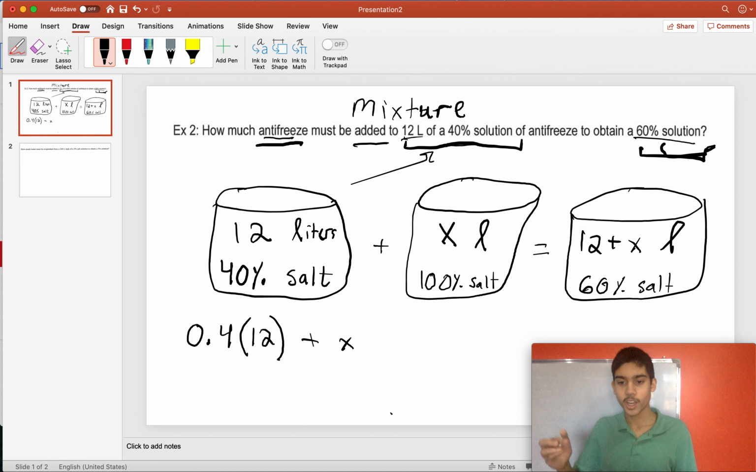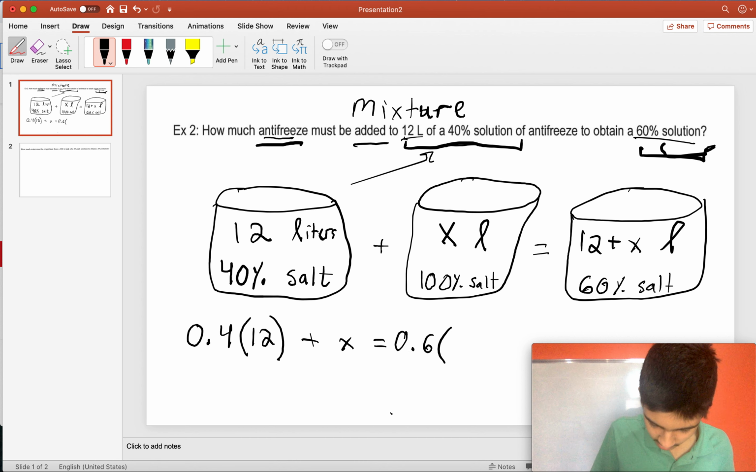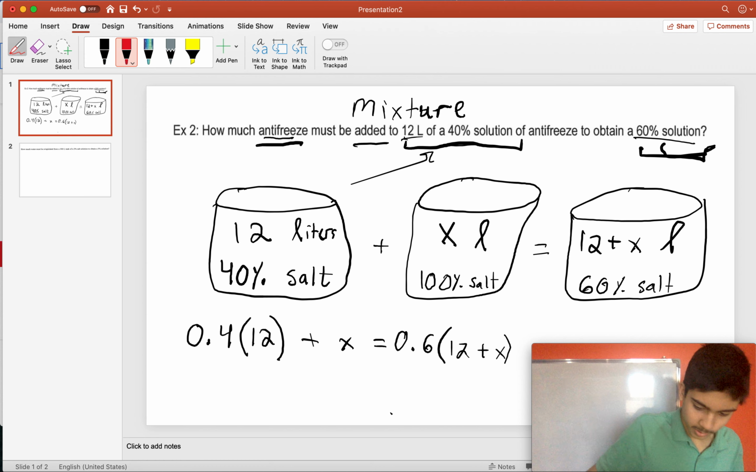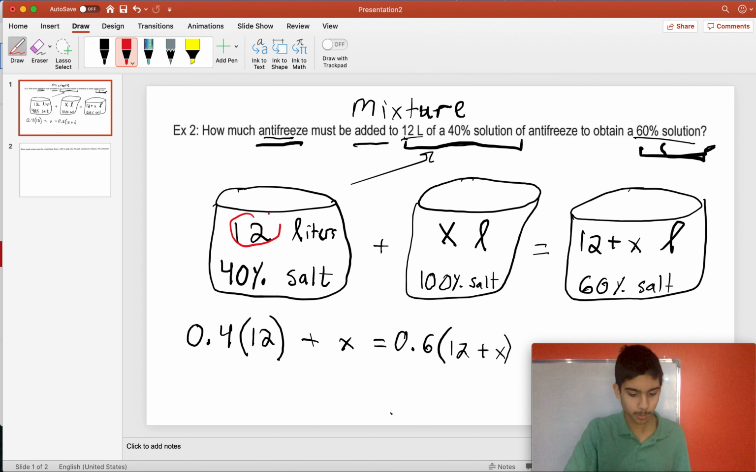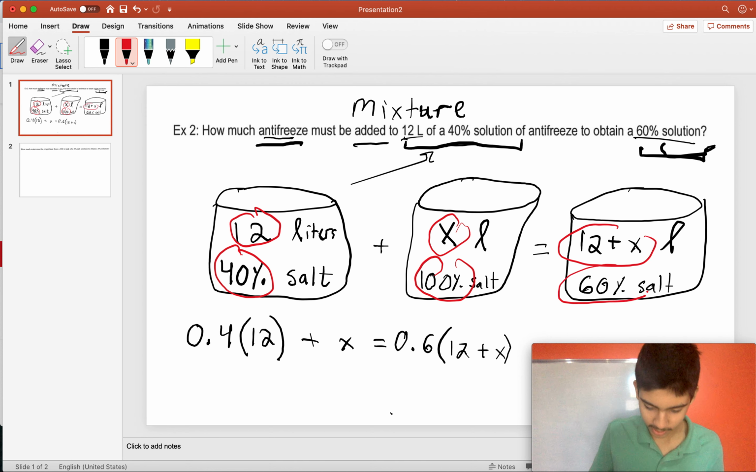And then over here, we have 60% of 12 plus X liters. So how we're going to write that, we're going to say both of these add up to 0.6 times 12 plus X. So in other words, we're multiplying this number by this number, and this number by this number, and 40% equals 0.4 and 100% equals 1. Same thing right over here, in terms of percentages.